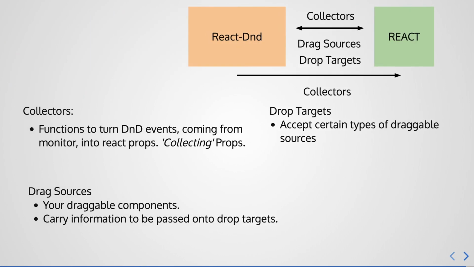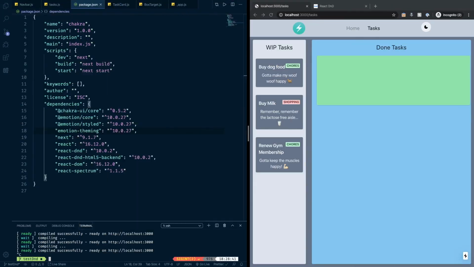Another thing I want to mention here is that your drop targets are where you trigger different functions when a certain type of item is being dropped on that target. So that is it for the theoretical, or the overview, part of this video. Let's jump into the project and see what we can do when we use React-dnd and how the code looks like.